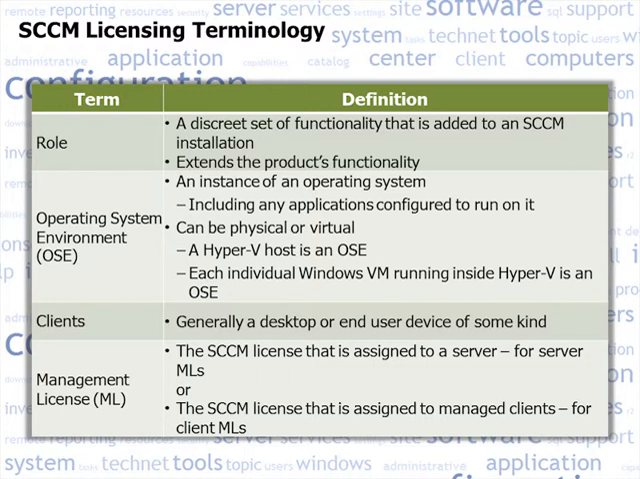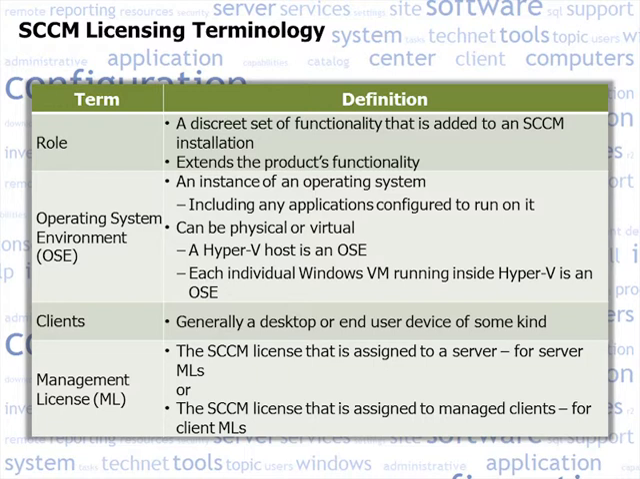The first term on your list is not necessarily a licensing term, but it's one that I included here because I think that you need to understand that a role with Configuration Manager creates a server that's a Configuration Manager server. So if you've got 30 servers out there, each with a single role, there are 30 Configuration Manager servers in your environment. Now that may not make a huge difference, but it's still important to understand. A role is a discrete set of functionality, such as the software distribution point or the reporting services point that we talked about before. This extends the product's functionality in some key way.